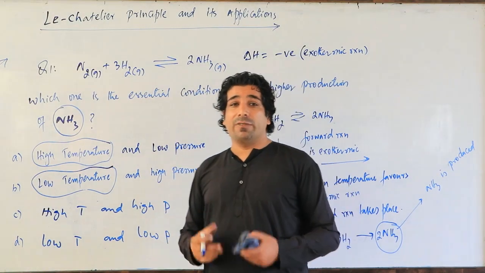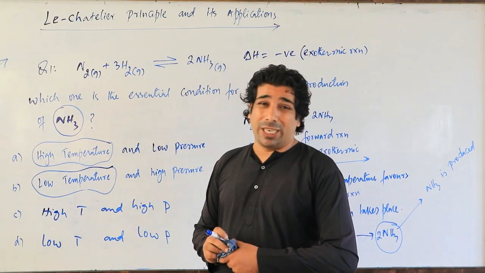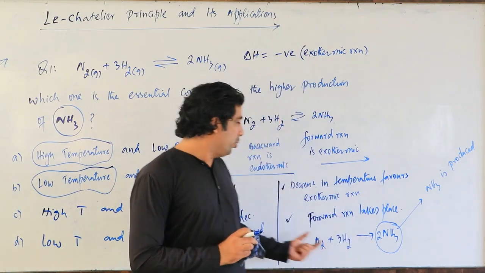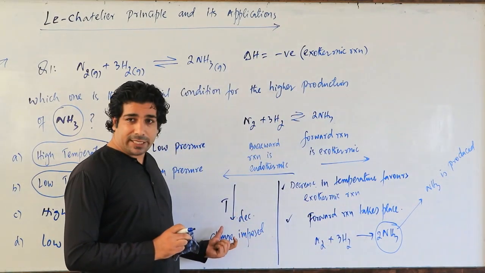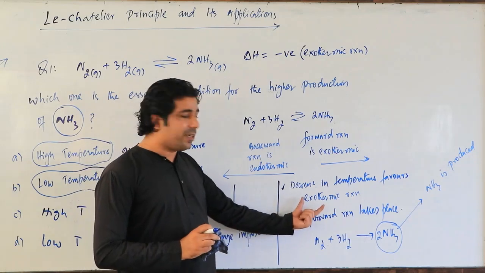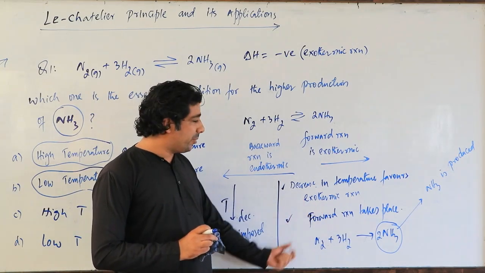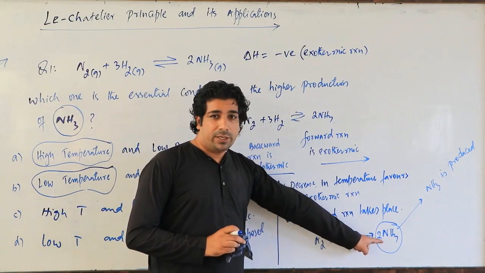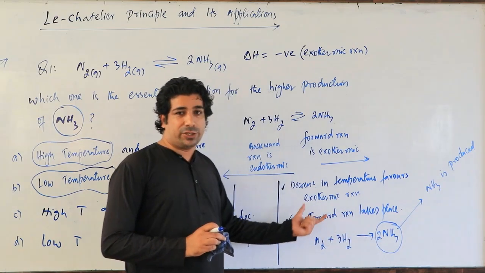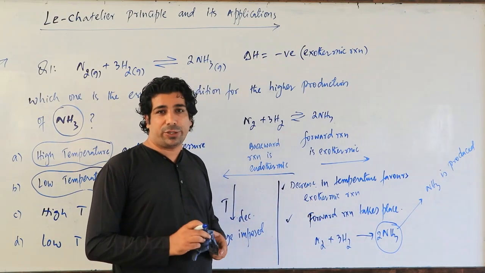We have to see which pressure will favor the production of NH3. So look here. When you are decreasing the temperature, which reaction is favored? Exothermic reaction. And due to the exothermic reaction, what is produced? NH3 is produced. The exothermic reaction is the forward reaction. And I want the production of NH3.